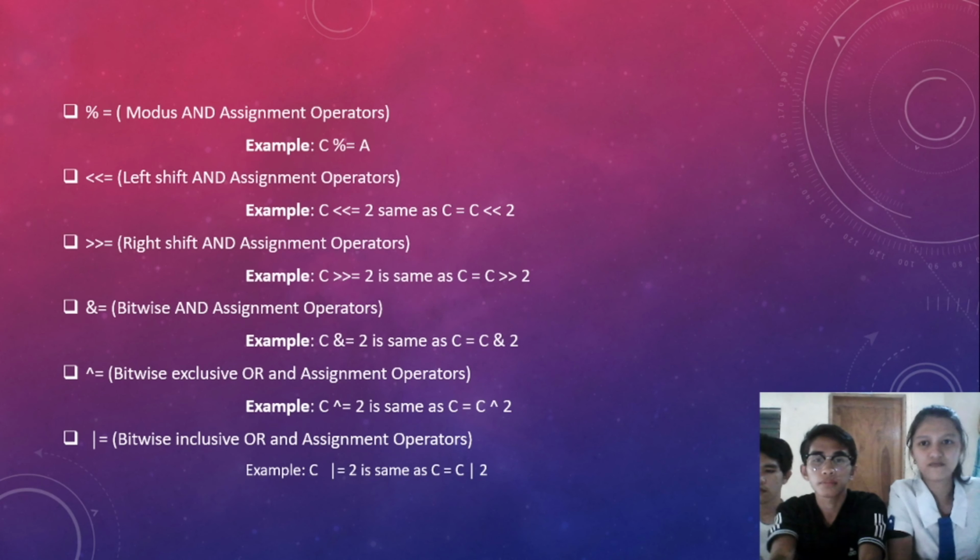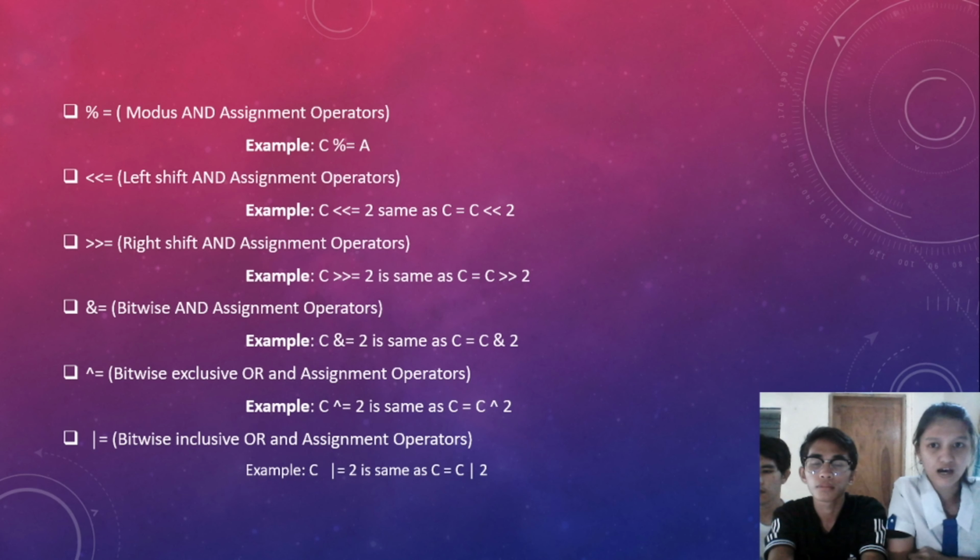Next is the left shift AND assignment operator. And the example is C <<= 2, same as C = C << 2. Next is the right shift AND assignment operator. And the example is C >>= 2, same as C = C >> 2.